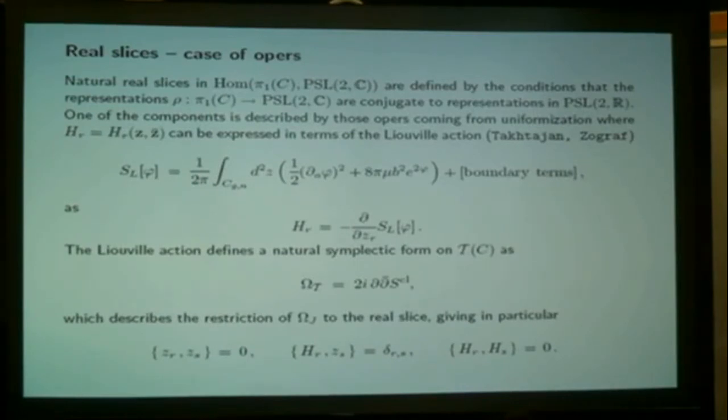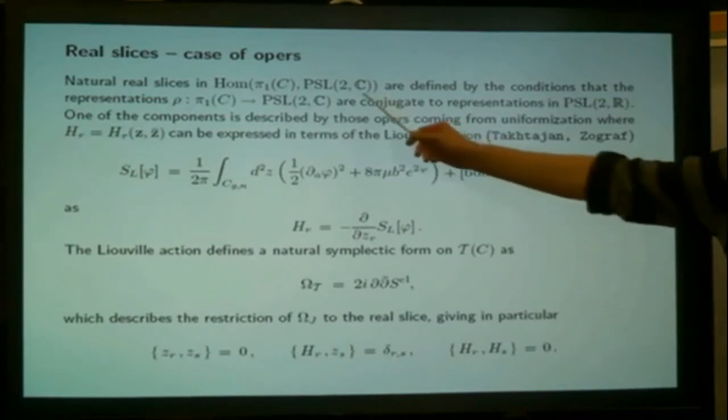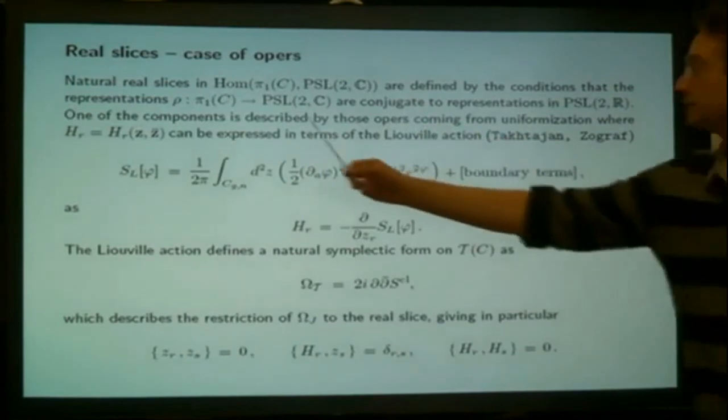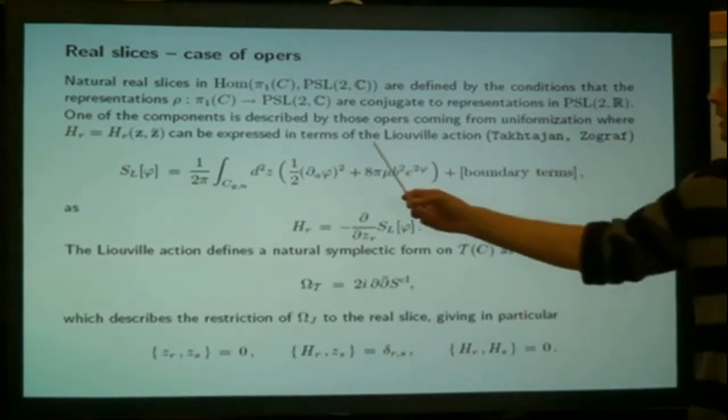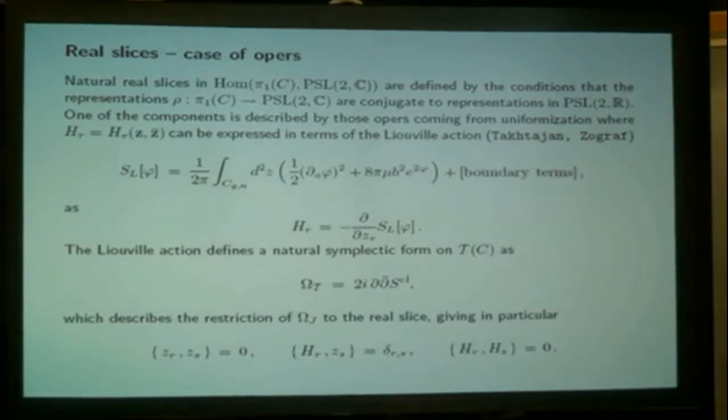So now we have our moduli space of local systems. We can think of it as the moduli space of representations of the fundamental group in PSL2C. It is natural to define real slices in this space by the condition that the monodromy representation is conjugate to a representation in PSL2R. I cannot think of anything else, or maybe there is, but I wasn't creative enough. As we heard in the first talk, this component is described by those opers which come from the uniformization, which corresponds to the energy momentum tensor that you construct from the Liouville field, which describes the metric of constant negative curvature.